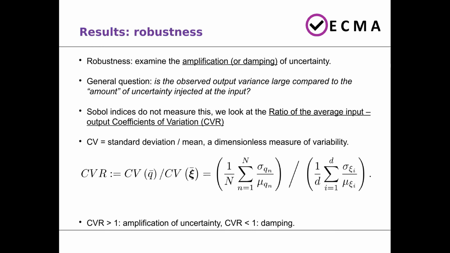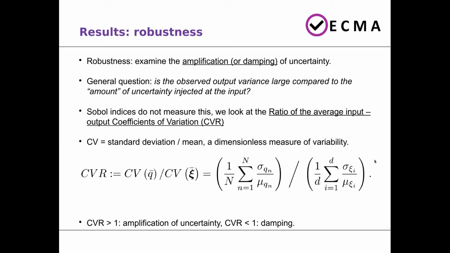And so we devised a new measure for this. It's basically a ratio of coefficients of variation. So the ratio of the coefficient of variation of the output to that of the input. A CV, a coefficient of variation, is just the standard deviation divided by the mean. And so that is a dimensionless measure of variability with respect to the mean.